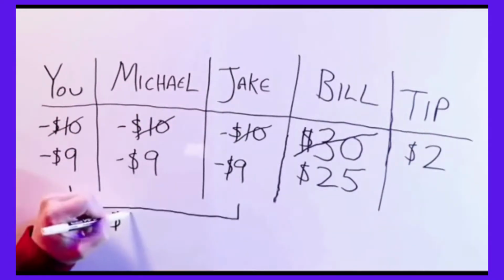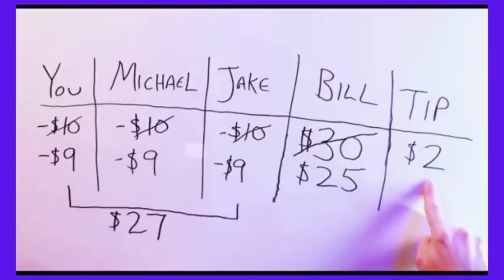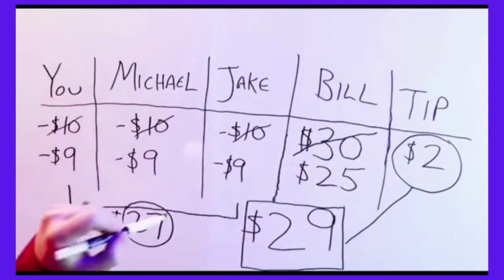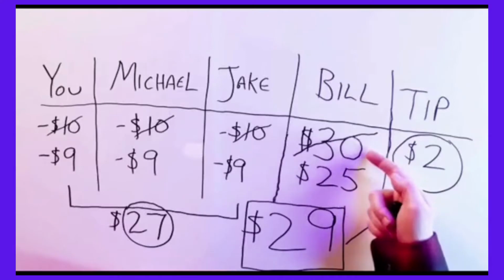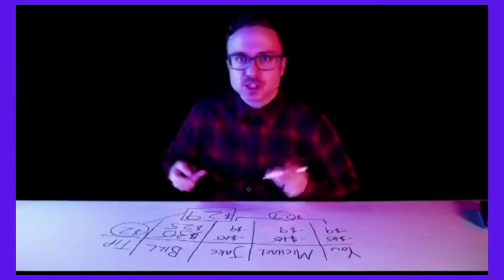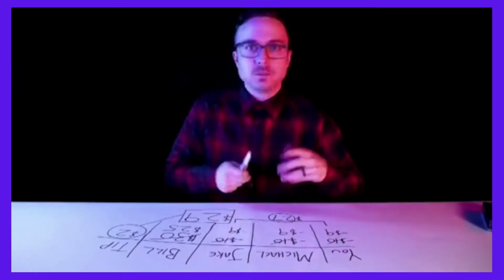9 plus 9 plus 9 equals 27, plus the busboy kept $2 for himself for a total of $29. But you originally paid $30, so $1 is missing. How does $1 disappear? Try this with different numbers and just see what happens.